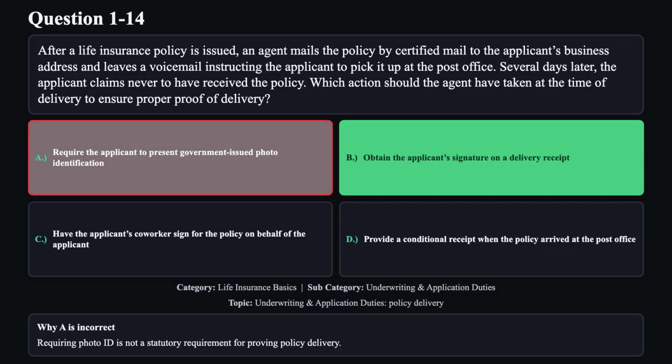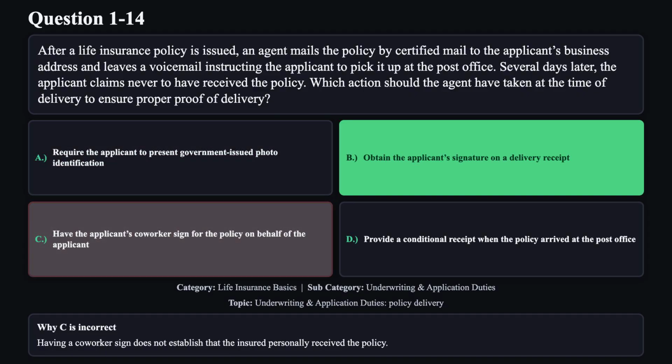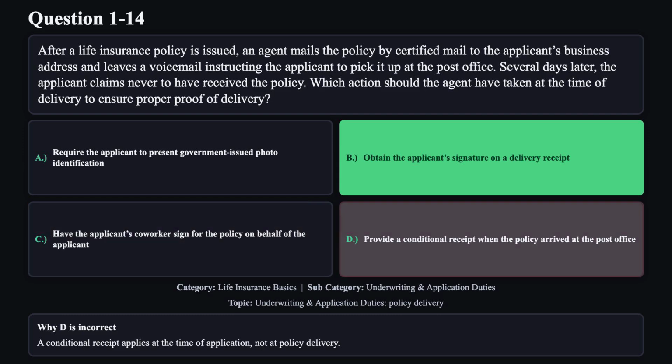Reason A is not correct. Requiring photo ID is not a statutory requirement for proving policy delivery. Reason C is not correct. Having a coworker sign does not establish that the insured personally received the policy. Reason D is not correct. A conditional receipt applies at the time of application, not at policy delivery.